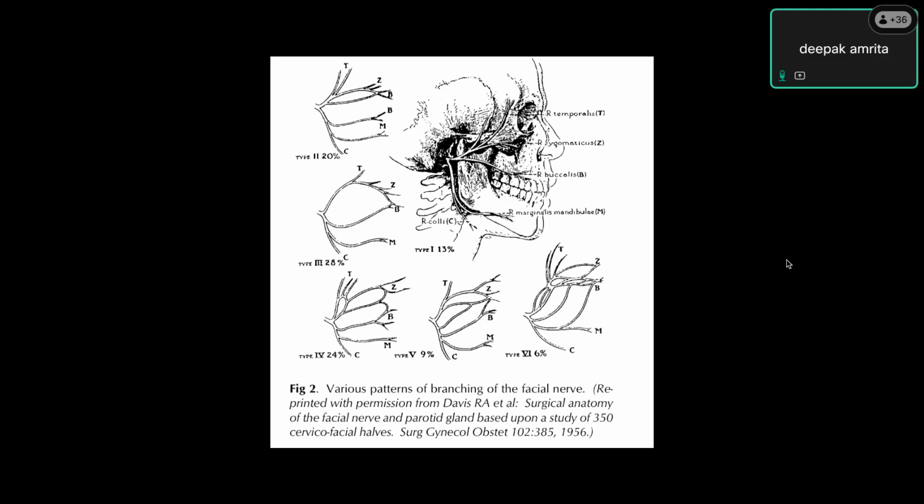And if you look at type 4, there's a lot of interconnections between the buccal branches as well as the eye branches. So these patients generally, even if sectioning of one of the nerves, because of the cross innervation, they tend to do better than other people. But the commonest type is the type 3, which is about 28%.